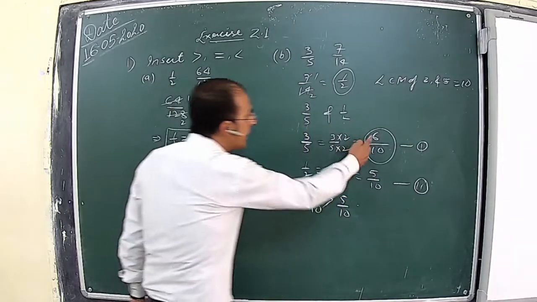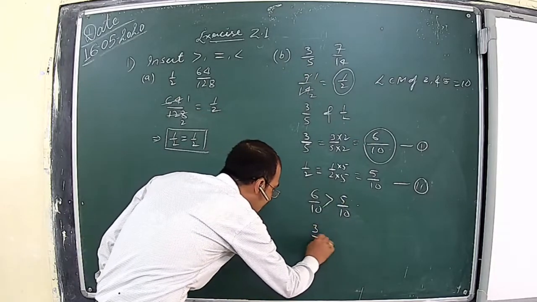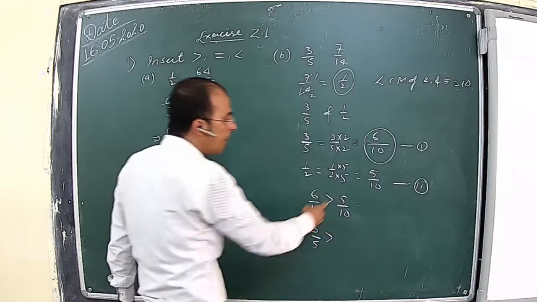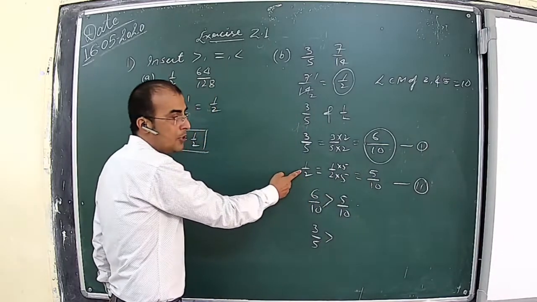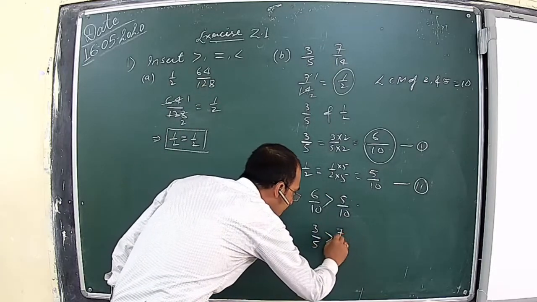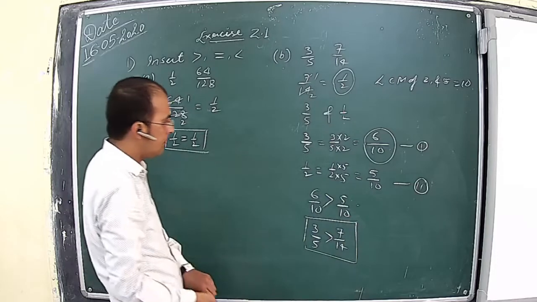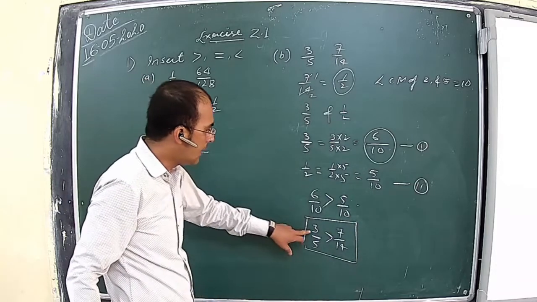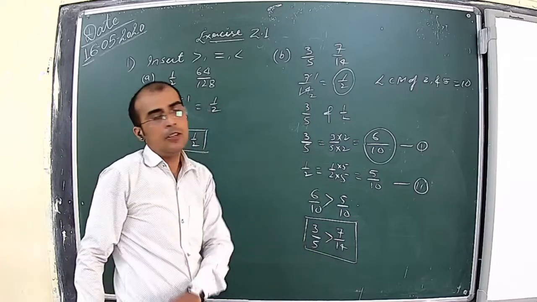And what is 6 by 10? 6 by 10 is 3 by 5. It means that 3 by 5 is always greater than 5 by 10. And what is 5 by 10? 5 by 10 is 1 by 2. And what is 1 by 2? It can be written as 7 by 14. Then which sign will we use? We can write 3 by 5 is greater than 7 by 14.